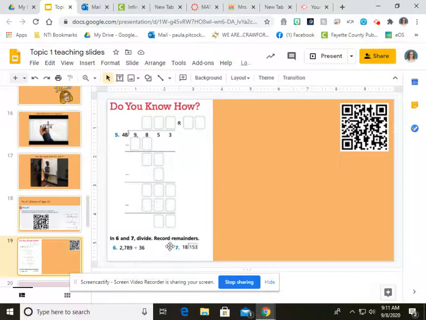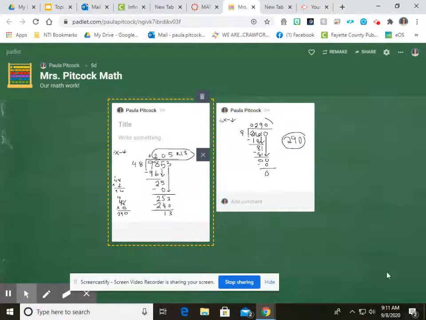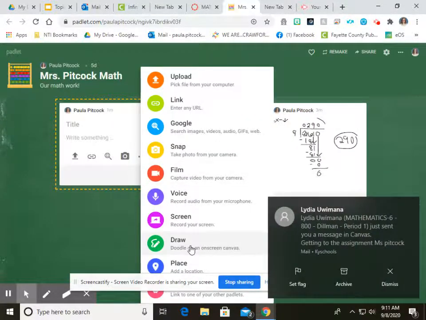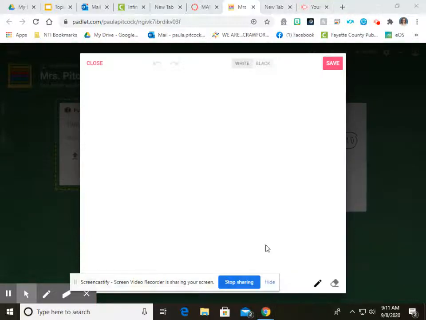So my next one that we're going to do is going to be this one right here, number 6. So we're going to do 2,789 divided by 36. Okay, so I'm going to go to Padlet and I'll write that out for you, and then we can pause. So here it is. Okay, so I want you to do, this is the original problem, 2,789 divided by 36. So go ahead and pause and work on that one.